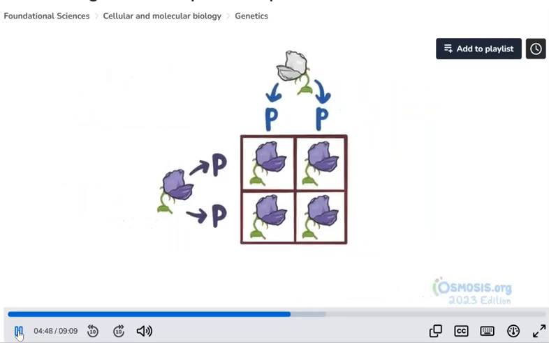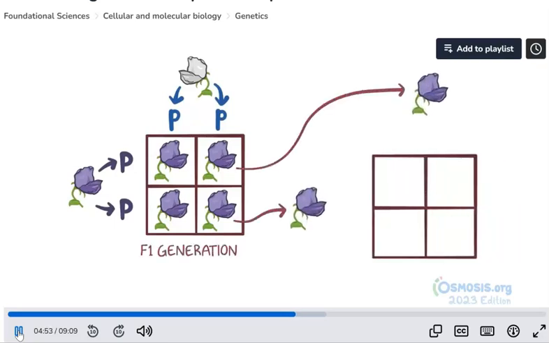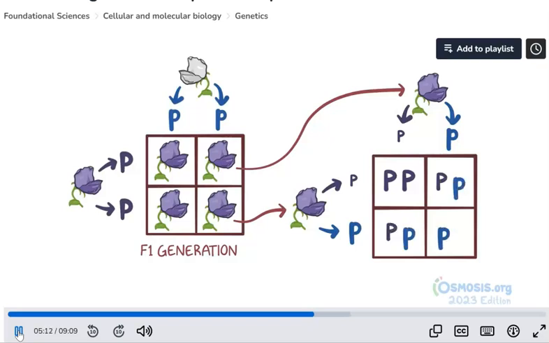Now when we breed any 2 of these heterozygous plants in the F1 generation, we can make a new Punnett square, with the capital P lowercase p genotype of one parent on the horizontal row, and the same capital P lowercase p genotype of the other parent in the vertical column. When we use the Punnett square, we get 1 offspring with a capital P capital P genotype, 2 with the capital P lowercase p genotype, and 1 with the lowercase p lowercase p genotype. The 3 plants with at least 1 capital P allele will have a violet flower phenotype, and the 1 plant with a homozygous lowercase p genotype will have a white flower phenotype.